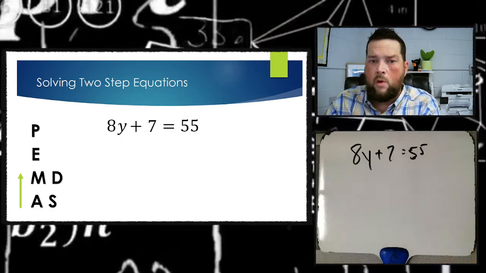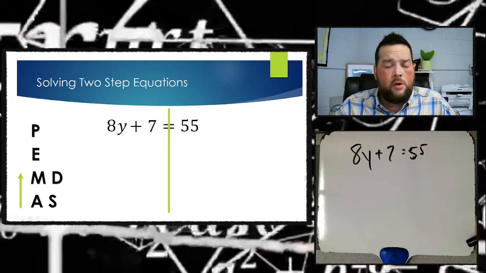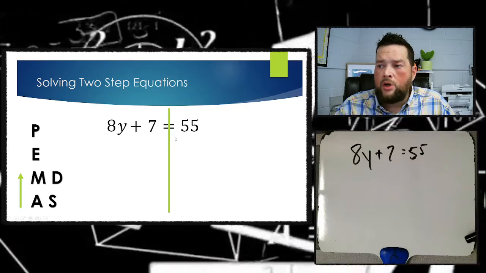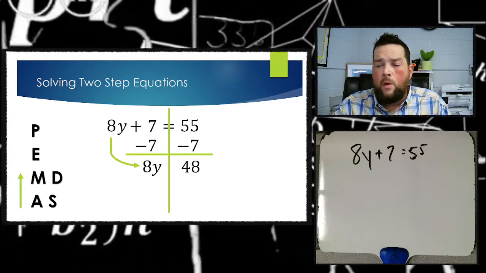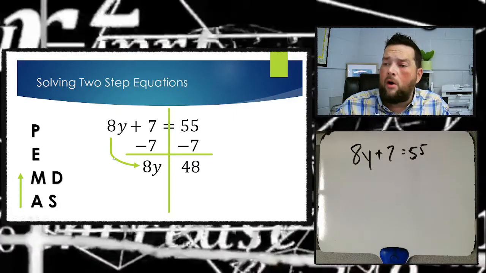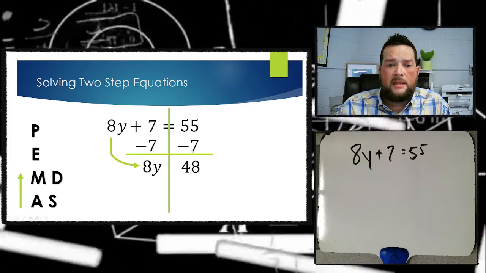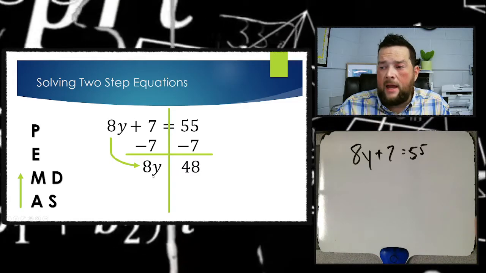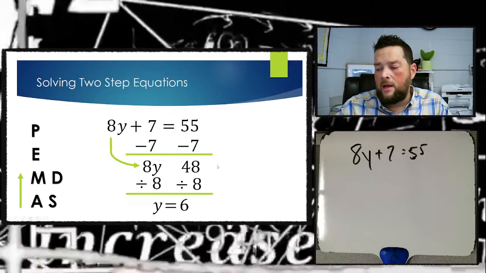All right, first thing we want to do is undo any additive component, which means we're going to take care of the plus 7. We want to undo it by doing the opposite, which is to subtract 7. All right? When we have 7 minus 7, that equals 0, and 0 plus that 8y on the left side is just 8y. On the right side, we have 55 minus 7, that equals 48. Now then we can undo the multiply by 8 by dividing by 8 on both sides. All right, and you'll find out that y equals 6.